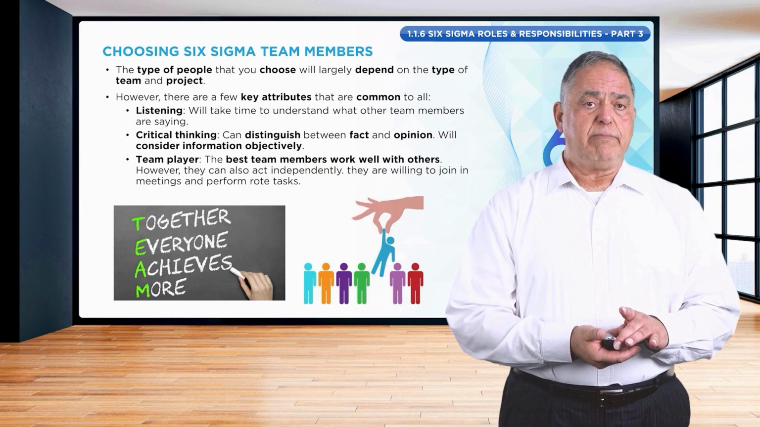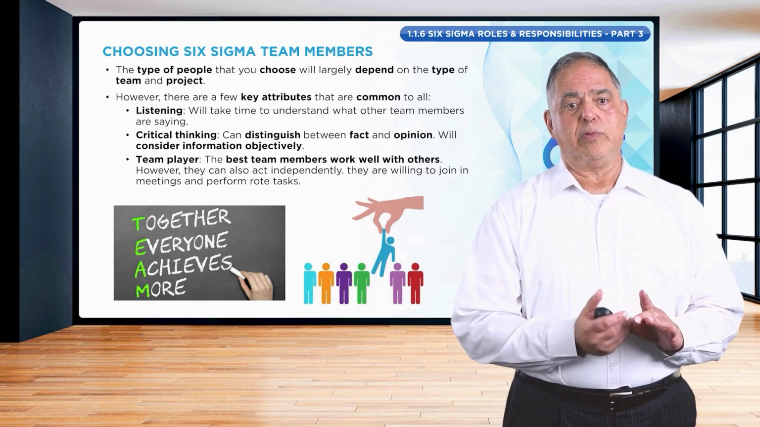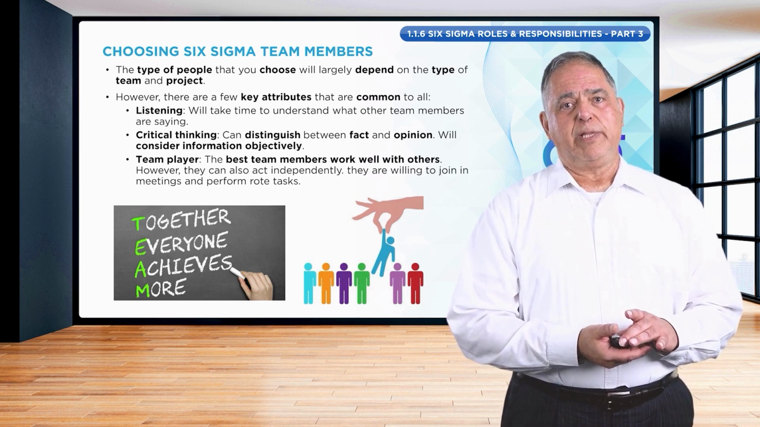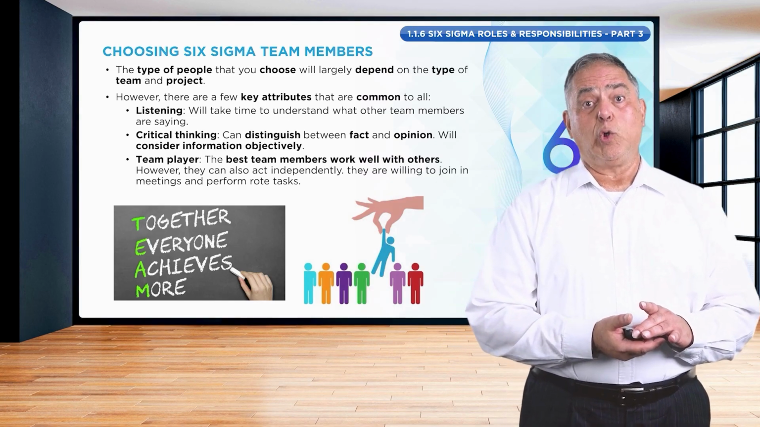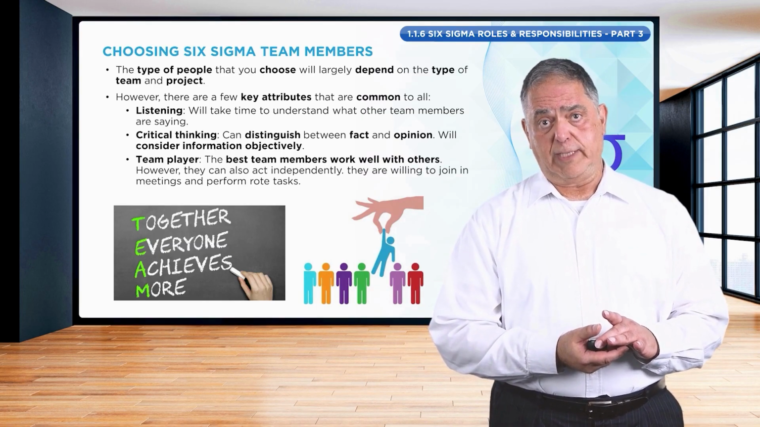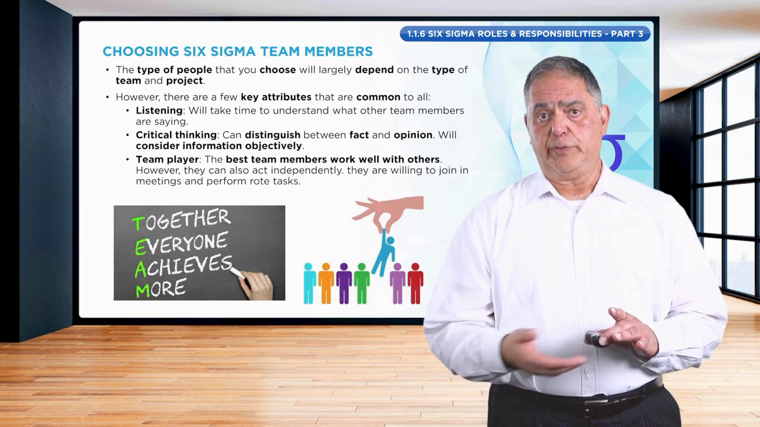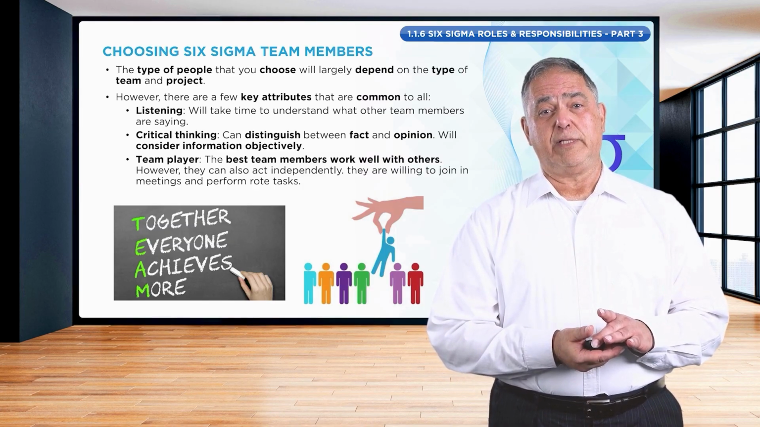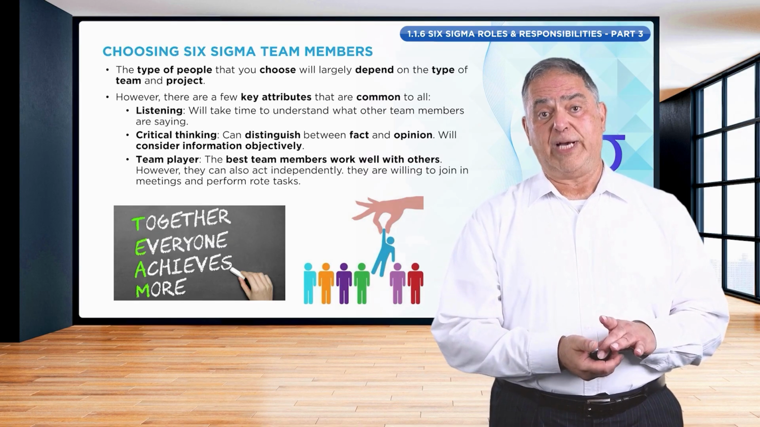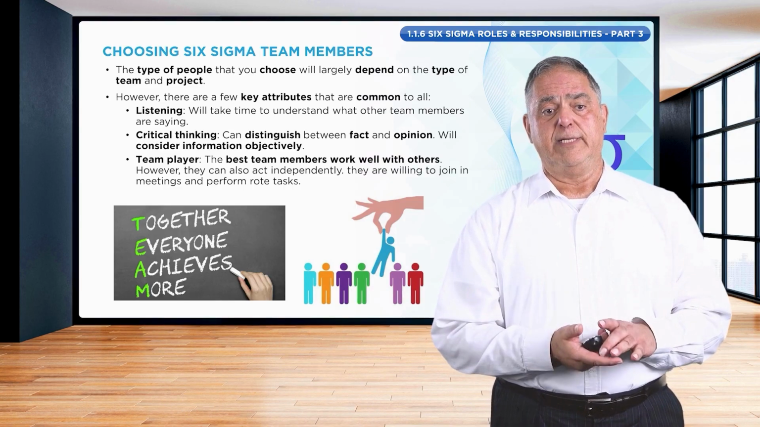Now, some of the key attributes. Listening. So, when we talk about Six Sigma team members, we should be thinking about good listeners, people that listen carefully when another team member, for example, is expressing their views, instead of just focusing on what they're going to say or the question they're going to ask, after the team member speaking has finished.